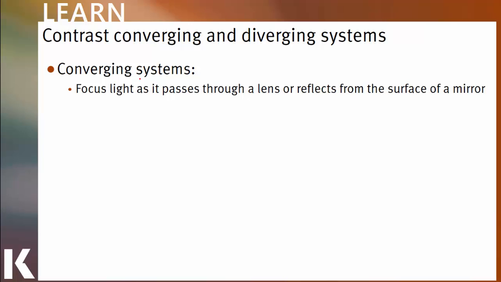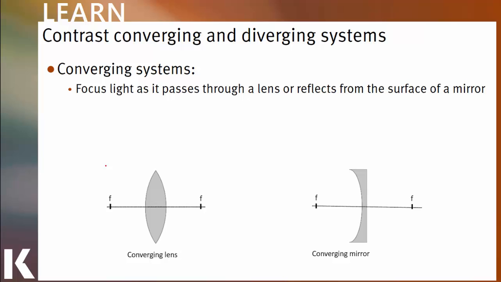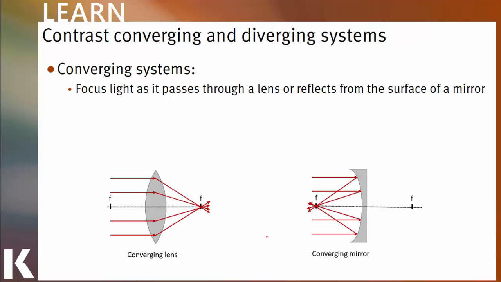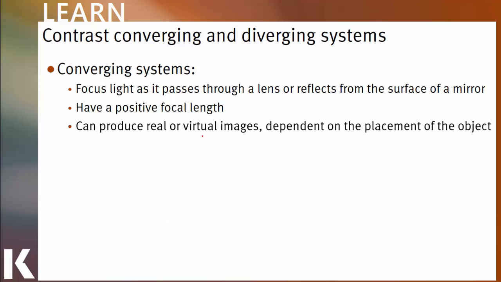First, we'll review converging systems. Recall that converging systems focus or converge light as it passes through the system. Two classic examples to look at would be a converging lens and a converging mirror. You can see in both of these situations, the parallel rays of light get focused towards the focal point. And now because these rays of light are focused towards the focal point, we can say that the focal length will be positive. In addition, converging systems can form real or virtual images, and it's all dependent on the placement of the object relative to the focal point.